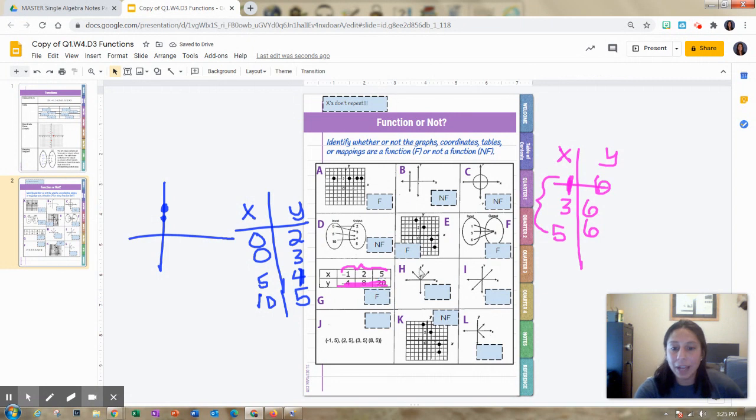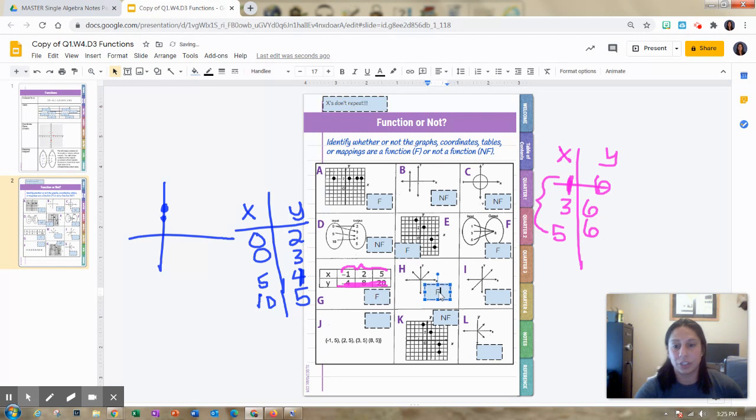Here we have a graph. Again, when you have a graph, you want to make sure that when you draw a line vertically up and down, it only hits 1 point at a time. If I were to draw a line up and down, it would only hit 1 point at a time. So this is a function. I, if I were to draw a line up and down through the graph, it would only hit 1 point at a time. So this is also a function.